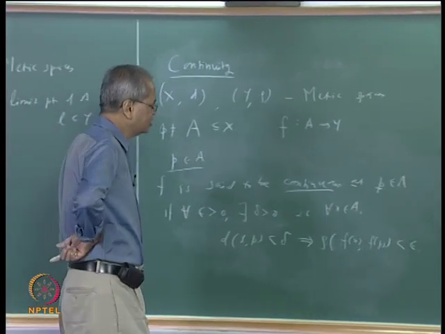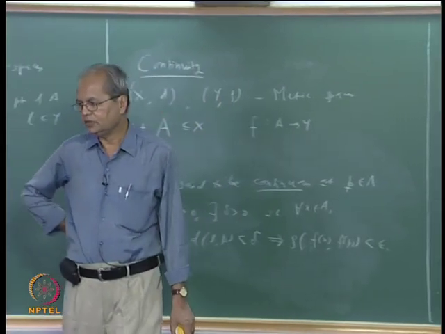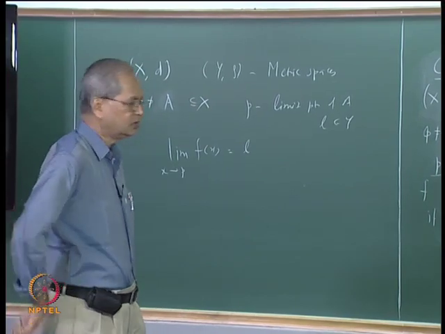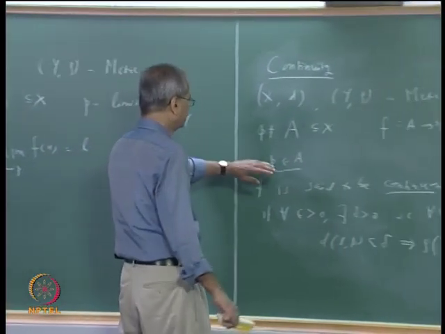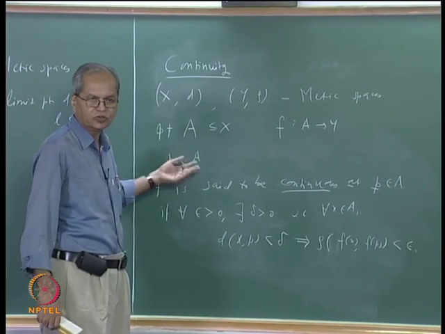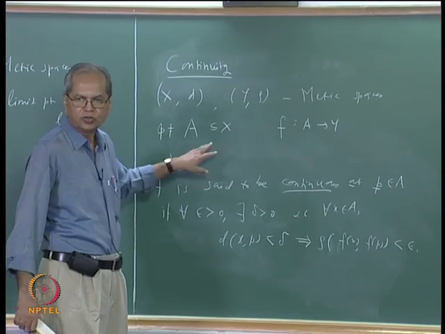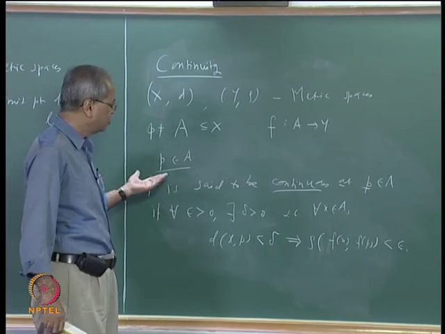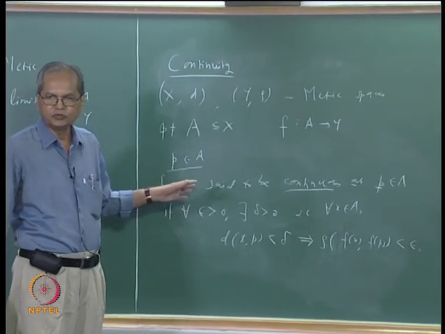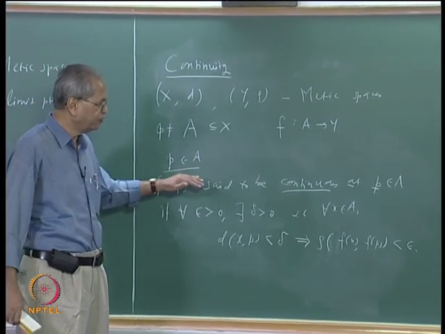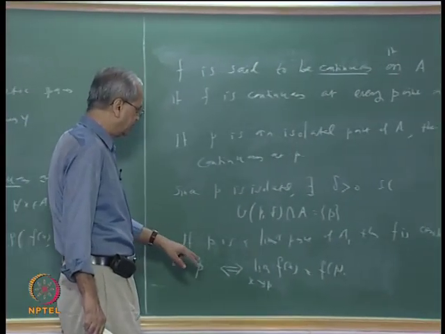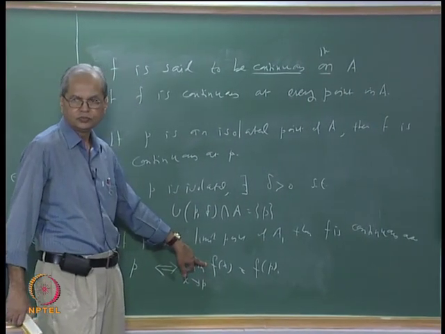Now let us ask this question: in what way can f fail to be continuous? Of course, let us forget about the case when p does not belong to A. If f is not defined at p, obviously we cannot talk about continuity at all. But suppose that is not the case, and p belongs to A. If p is an isolated point, obviously there is no question of f failing to be continuous. So if at all f can fail to be continuous, it will happen only at a limit point, and in what way will it happen? There are two ways. Either this limit doesn't exist at all.